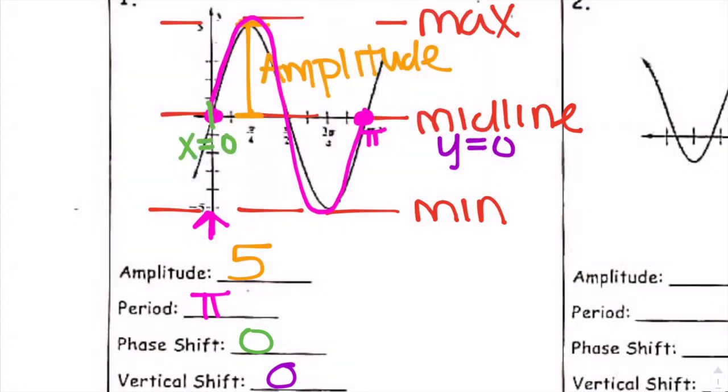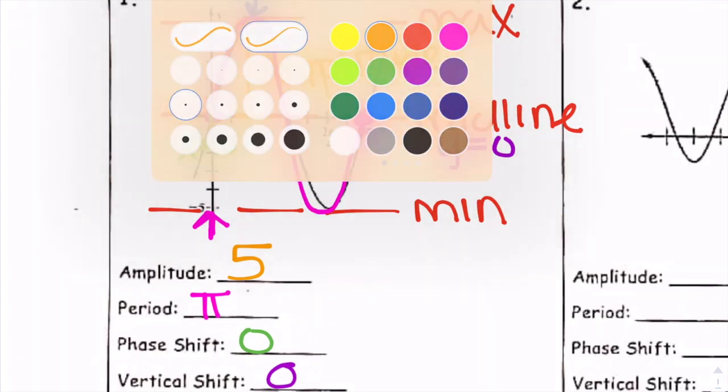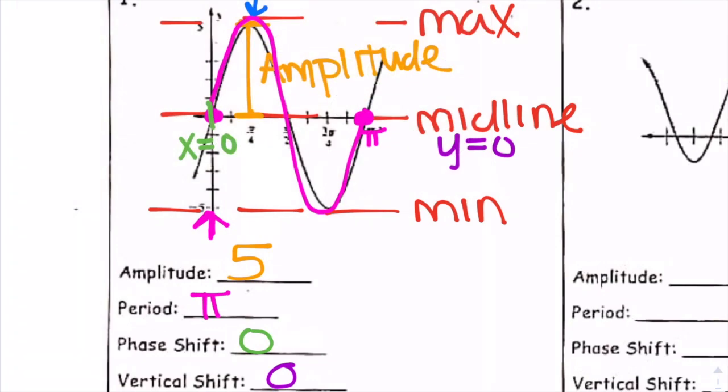And now we want to write our function, so we're going to have y equals our a value. And so since we're hitting a maximum up here first, it's going to be a positive a value, and then it's just the amplitude after that. And then this makes an S shape, or starts at the midline, so it's going to be a sine graph.